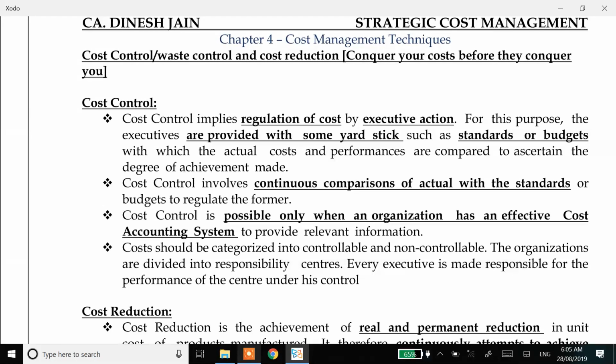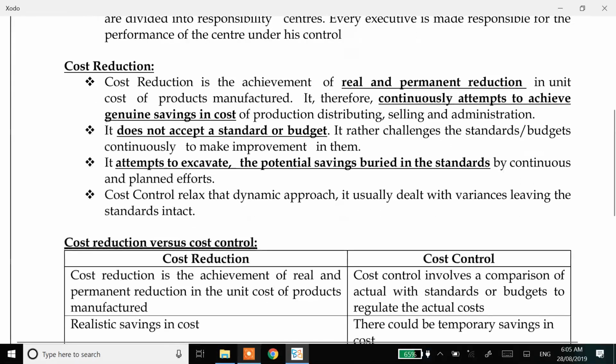Cost control is possible only when an organization has an effective cost accounting system. It is basically continuous comparison of actual with standards or budgets to regulate the former. Coming to cost reduction, it is a real and permanent reduction in cost. There is no concept of a standard here. If you say standard cost is 100 rupees, cost reduction will say why 100, why can't it be 95, why can't it be 90, why can't it be 80. So there is no concept of a 100 rupee cost, or a 90 rupee cost. You try to reduce cost to the extent possible.